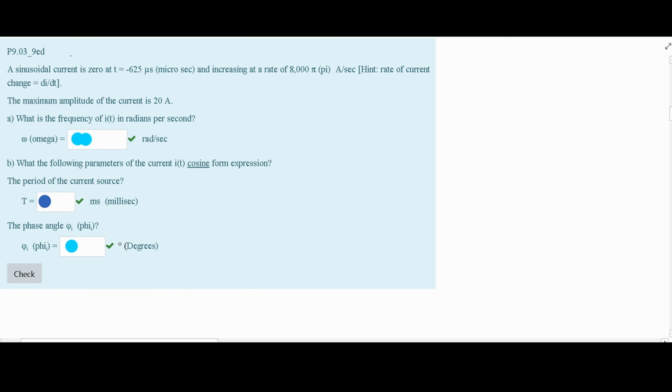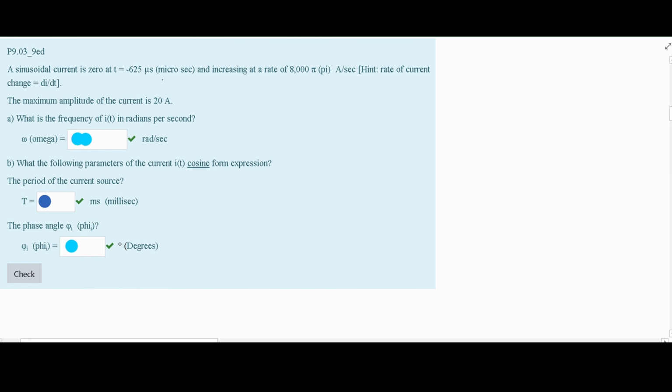In this problem, we are told that we have a sinusoidal current and it's 0 at t equal to negative 625 microseconds, and it is also increasing at a rate of 8,000 pi. Now, the rate of current change, or rate of increasing, is di over dt. We are asked to find the frequency of it in radians per second, and that's what we're going to do.